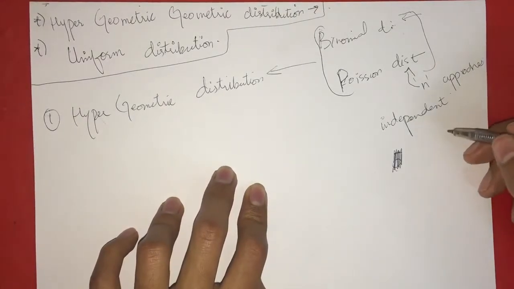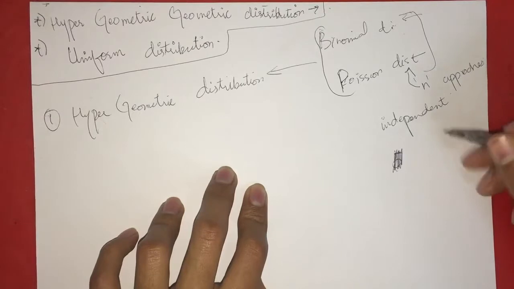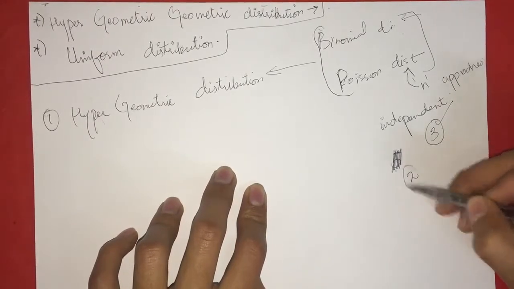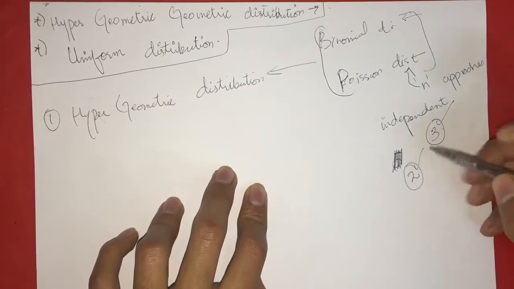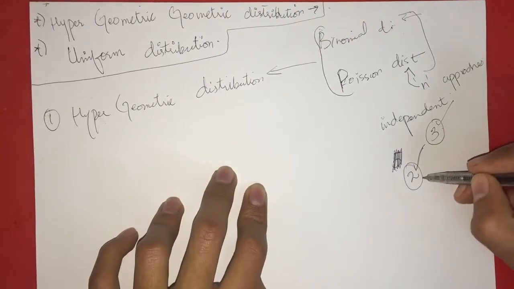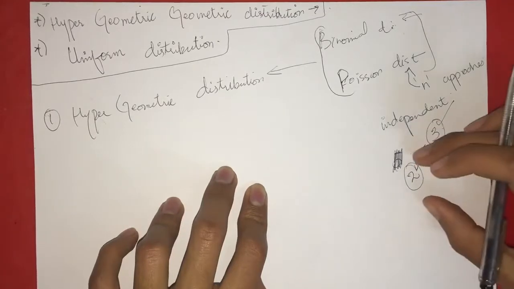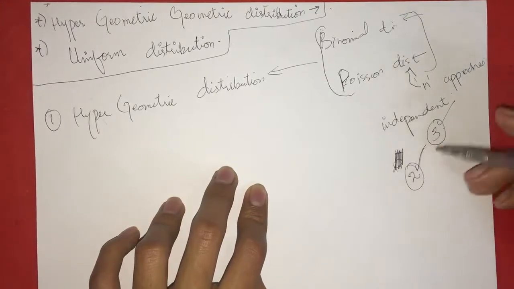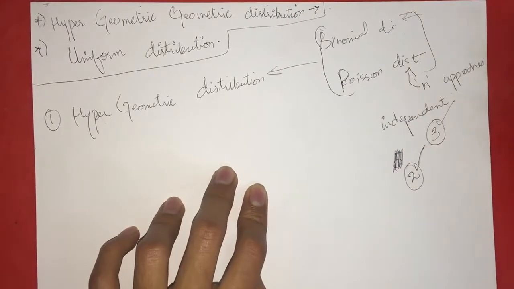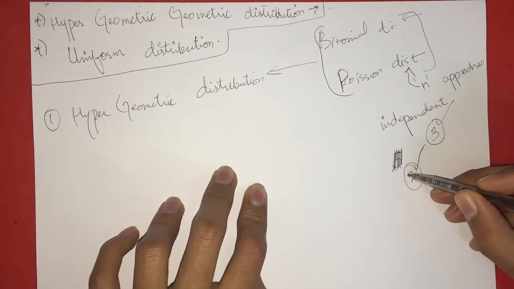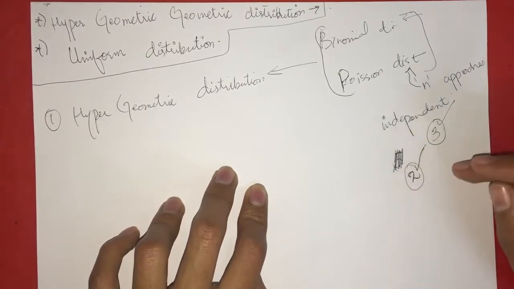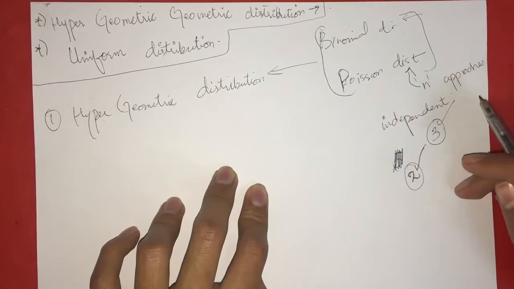So for example, if we throw a die 3 times, and the first time we threw the die, we got 2. Now this 2 is not going to affect the probability of other numbers to occur in the second and third try. Means that the occurrence of this 2 is not affecting the probability of other numbers to occur in other tries.